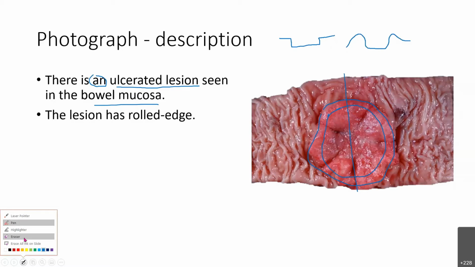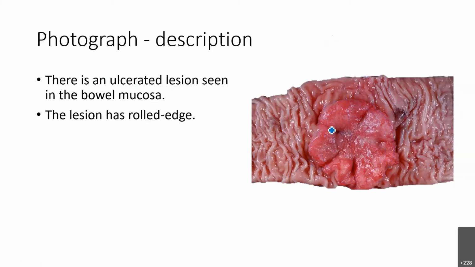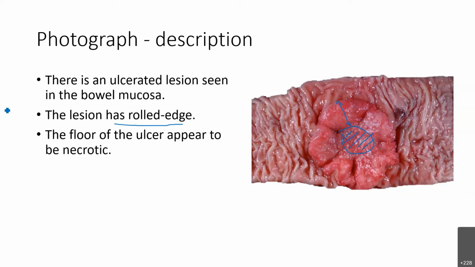So I clear this one first. You can see that this is the base of the ulcer, and the edge is from here to here. If it is a benign ulcer, there won't be a very thick edge like this. It will be a thinner edge, and the ulcer base is a little bit wider. So the lesion has a rolled edge, which suggests that it is a malignant kind of ulcer, and the floor of the ulcer appears to be necrotic.